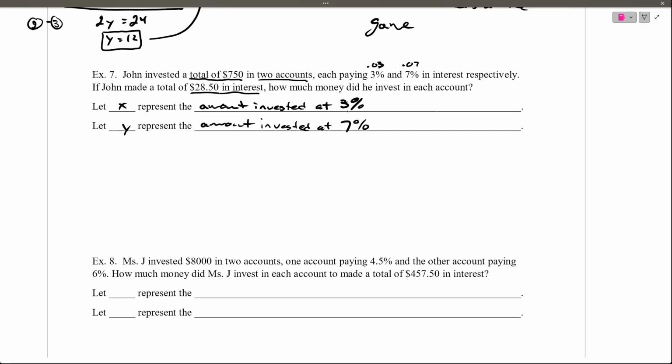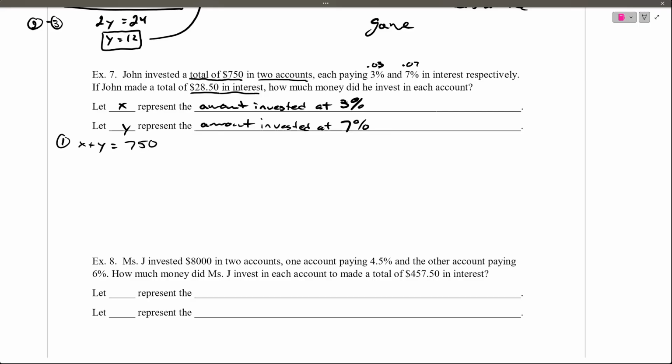Okay, so now we got to come up with the equations. So first of all, we know that John invested a total of $750. Oh, that's a nice easy one for us again. That means if we add up all the amount invested at 3% and all the amount invested at 7%, that gives us $750. That's a nice one. So we'll just write that one out. X plus Y is equal to $750. That's how much money he invested.